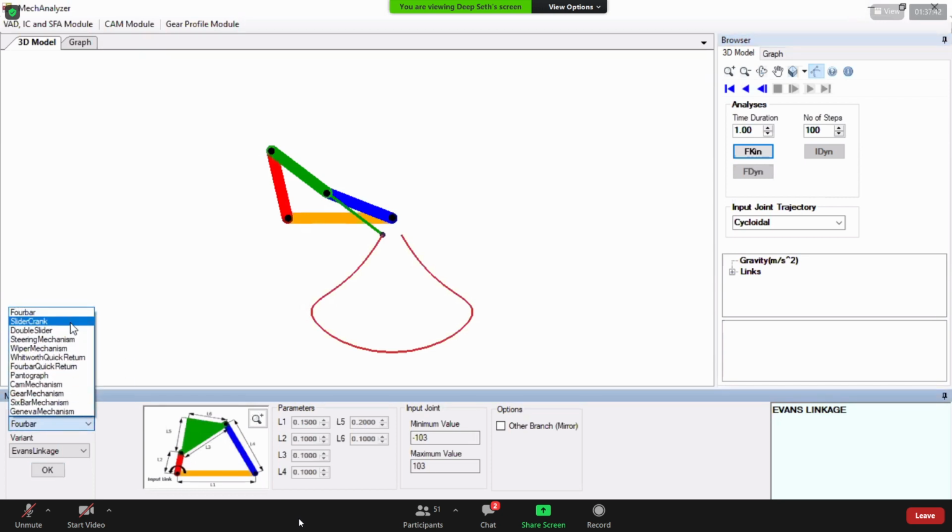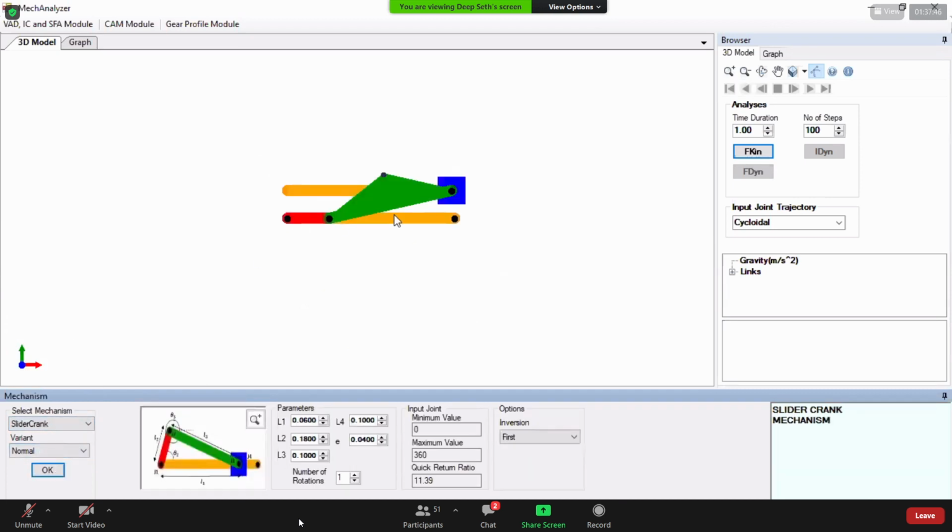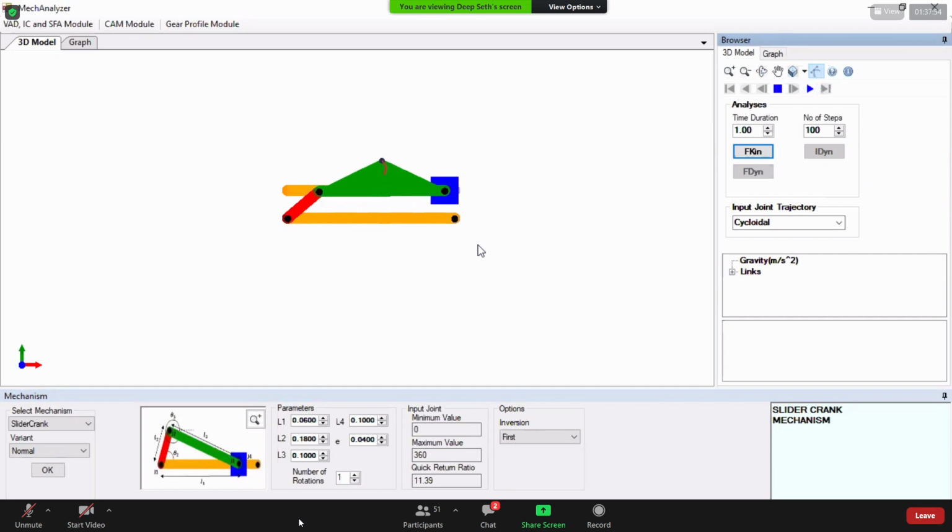And if I come to slider crank mechanisms, this one is very simple. In that also you will see many examples. This is one example for a slider crank mechanism. Even though it's sliding, maybe you're not extracting output from this slider. You are extracting output from the coupler. So that is the coupler curve that is forming over here.